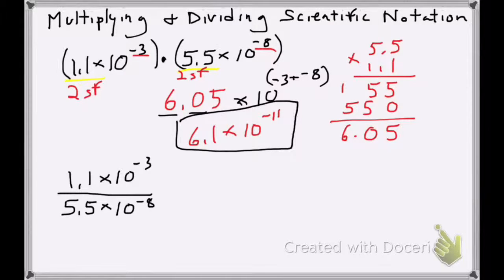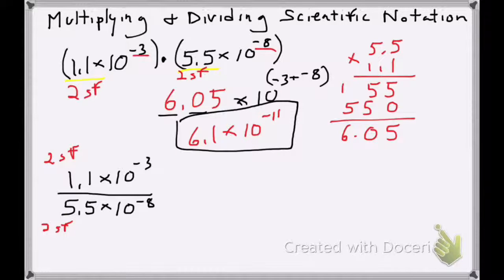Okay, so now we'll move on to dividing scientific notation. Like in multiplying scientific notations, we start with first looking at how many significant figures we have in both numbers. We can see that the 1.1 times 10 to the -3 has 2 sig figs, as the bottom number 5.5 times 10 to the -8 also has 2 sig figs.